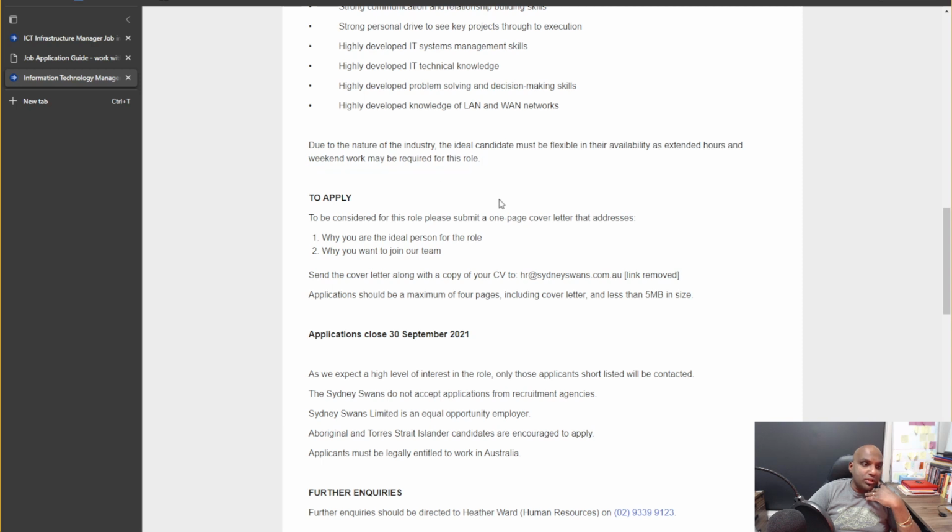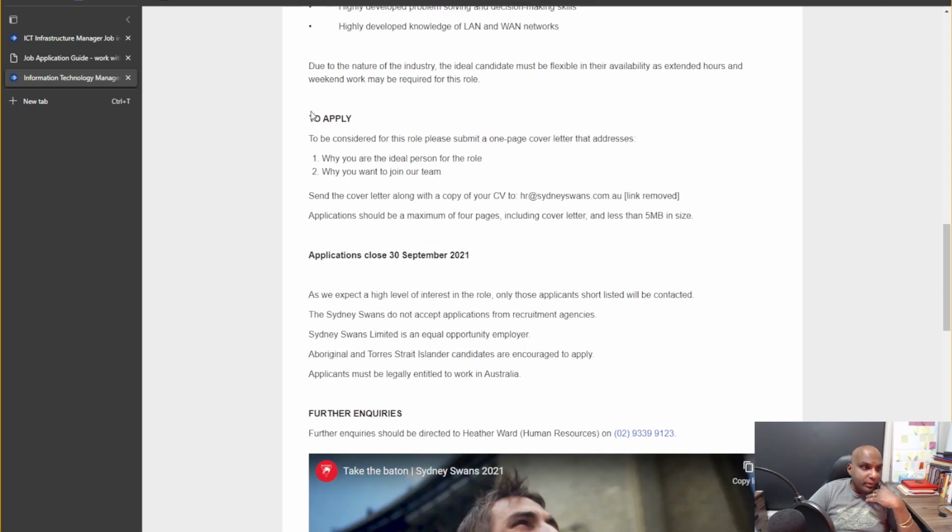In this case, I'm just going to walk through this. So to apply, again, I like this. It's not every business that does job descriptions nice and clean like this. So I'm liking this actually. To be considered for this role, submit a one-page cover letter. So they have been very specific. When they say one-page cover letter, make sure it stays within one page at 11-point font.